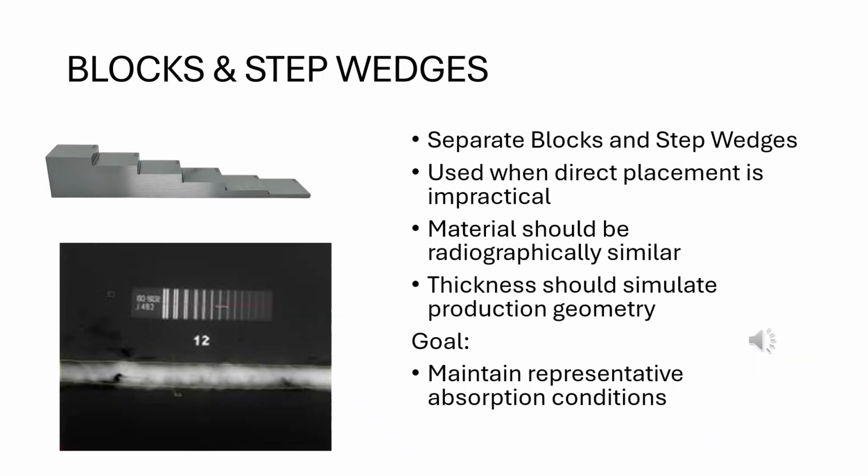Separate blocks and step wedges are also used in some situations. These are common when direct IQI placement becomes impractical. The material used should be radiographically similar to the production material, and the thickness should reasonably simulate production geometry. The entire goal is maintaining representative absorption conditions. If the simulation is unrealistic, the sensitivity verification becomes questionable.